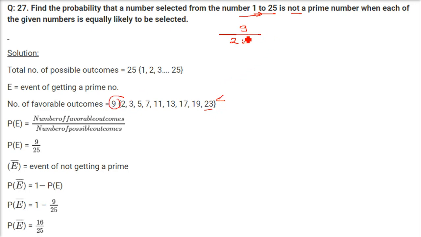So 9 are the favorable cases and 25 are the total cases. So 9 by 25 is the probability of getting a prime number. But we are being asked about not a prime number. So we have to subtract this from 1. 1 minus 9 by 25, which is 16 by 25, is the probability.